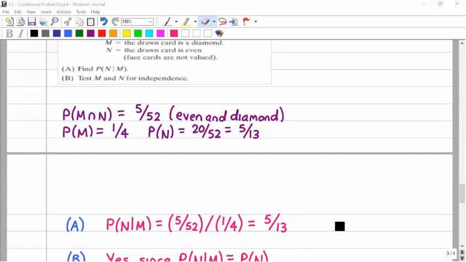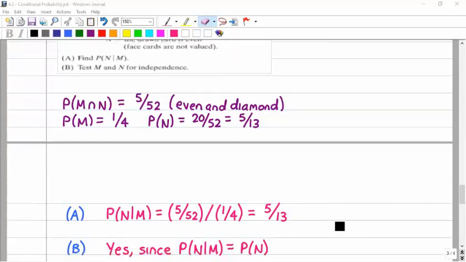Now we're asking, are they independent? There are 2 ways you can check it, but one way I checked it was because the probability of n given m that we just got is 5 over 13, which does equal the probability of n, 5 over 13. That shows it's independent. So let me write this out real quick so you can see it.